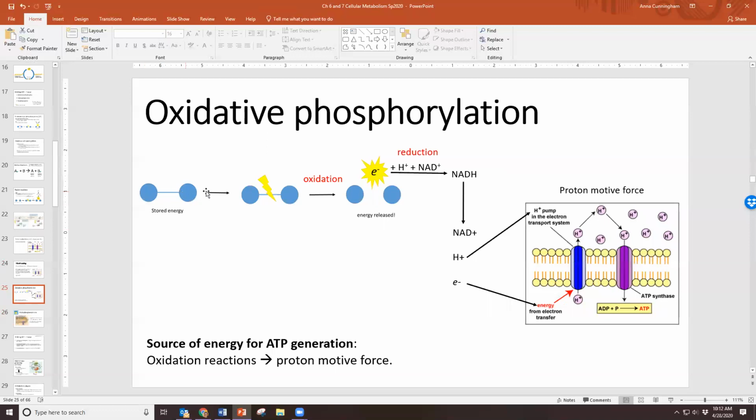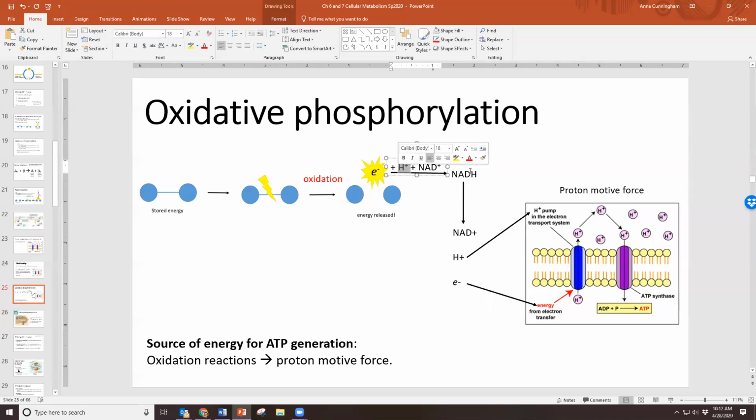We have a molecule, we break a bond, we release an electron. We have a molecule reduced, which when it's reduced, it also gains a hydrogen. I'm using the example of NAD. When it gains that electron, it also grabs up a hydrogen, so it becomes NADH. So that NADH, or whatever electron carrier we're using, then goes to a membrane.